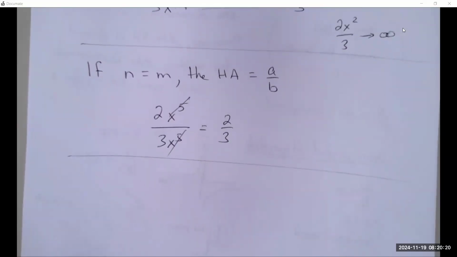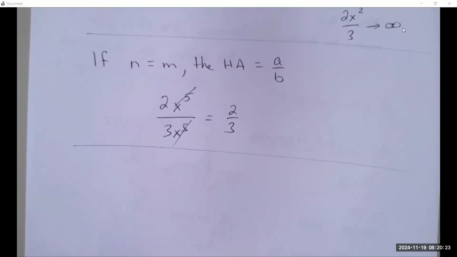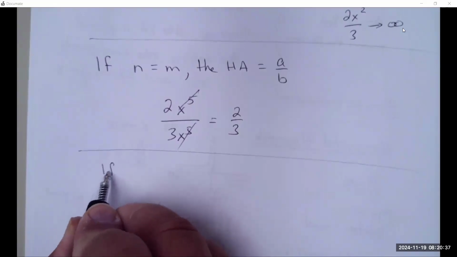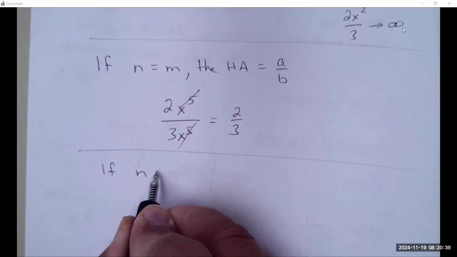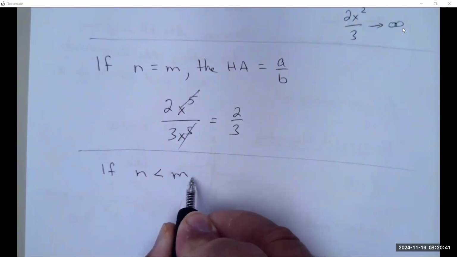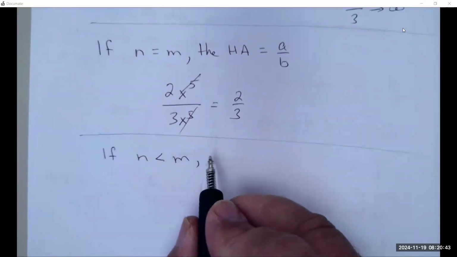For right now, yes. We can have more than one, depending on what type of equations you have. We're just looking at simple polynomials here. We can have more complex ones, but in this course, we're going to say there's only one horizontal asymptote. What if the top is less than the bottom?